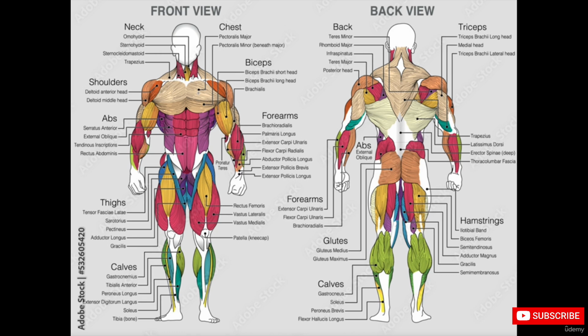So go ahead and start with flat bench, which will essentially target your mid chest and lower chest mostly, and also a bit of upper chest. And next, go ahead and do incline dumbbell press. That will give you maximum stretch. Okay, you could skip.